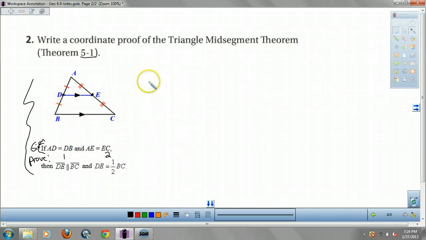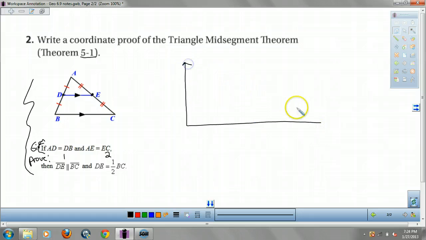So first things first. We got a coordinate plane. Let's make a triangle on this beast. We're going to call this ABC to go along with that one. And this will be DE.